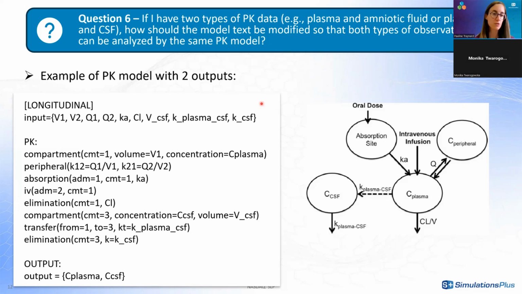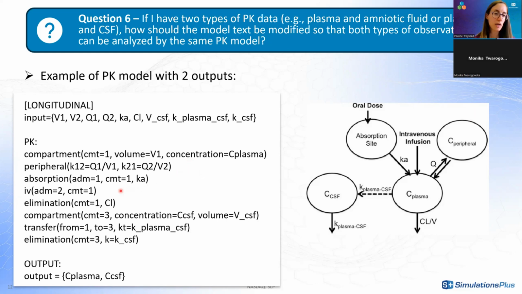So again, here is a simple example of a PK model that corresponds to the question with two outputs, C plasma and C CSF. And this PK model has been defined with PK macros. So we use compartment macros to define compartment 1 and compartment 3 that are associated with C plasma and C CSF. Then we use the peripheral macro to implicitly define compartment 2 that corresponds to the peripheral compartment.